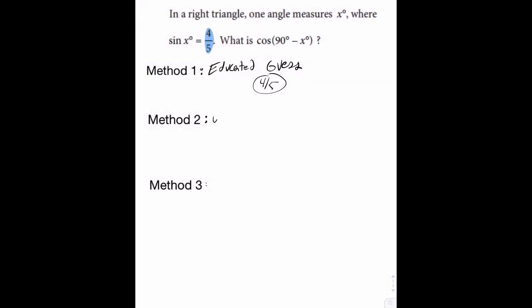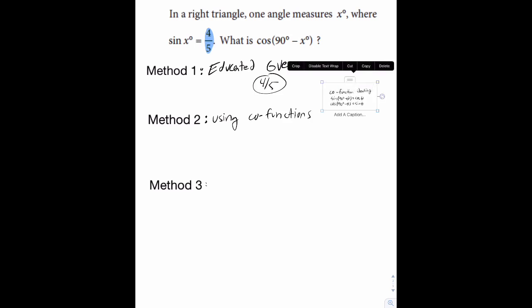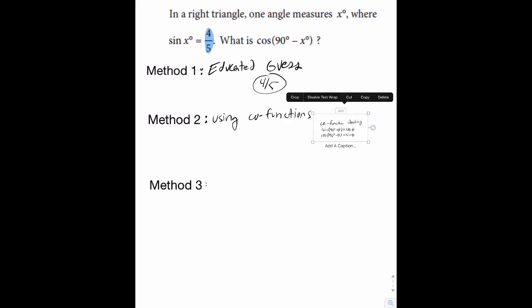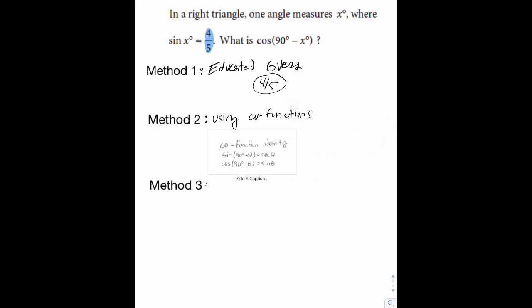Method two, that's going to be using cofunctions. So cofunctions are very helpful in the SAT. If you forgot what that is, I'll quickly put it right here for you. So your cofunction identities are right here. This is something you want to have studied and memorized for the test.